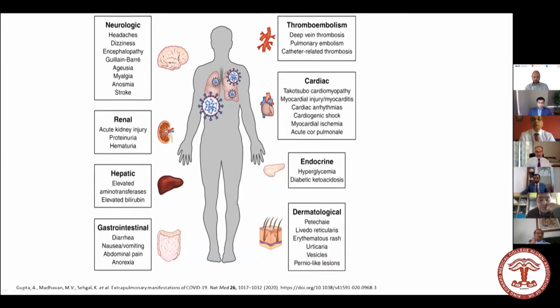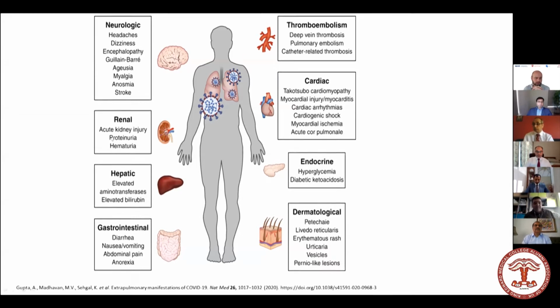This is from Gupta, from Nature. You can see, starting from the top, from the brain, you can have the neurological manifestations. Some of them can be as common as headache and dizziness. We'll talk later about some uncommon presentations of COVID, which are encephalopathies or GBS. We also found neurological manifestations like anosmia or ageusia, and stroke is now thought to be not uncommon; it's actually a common complication of COVID-19.